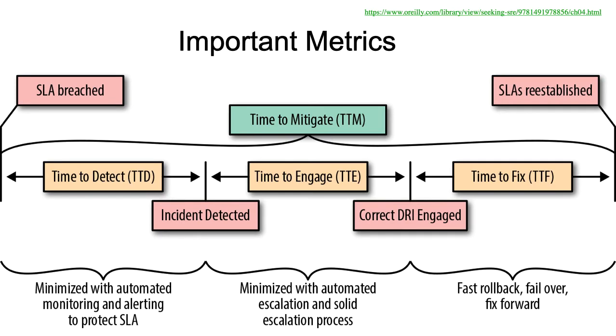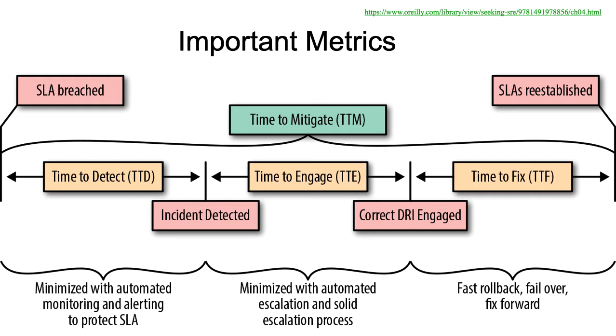Important metrics. So some of the important metrics include time to detect, which is the time from the metric start to the time that an incident is visible to an operator. So they start the counter when impact first becomes visible to the customer, even if their monitoring didn't detect it. This is often the same as the time that the service level agreement, or SLA, is breached.